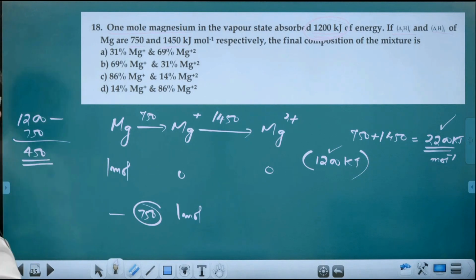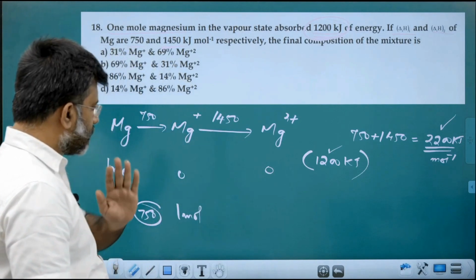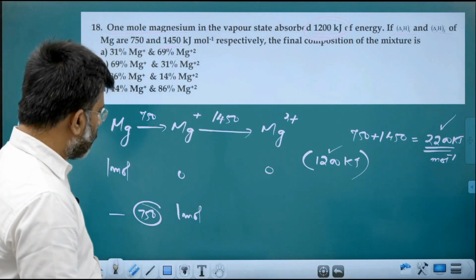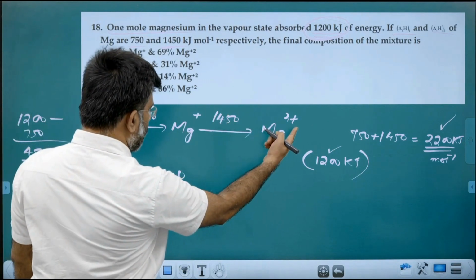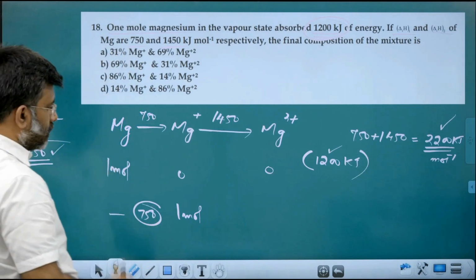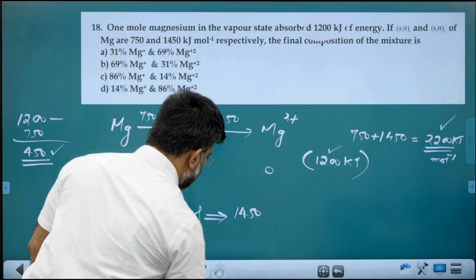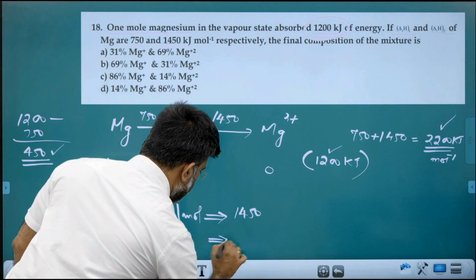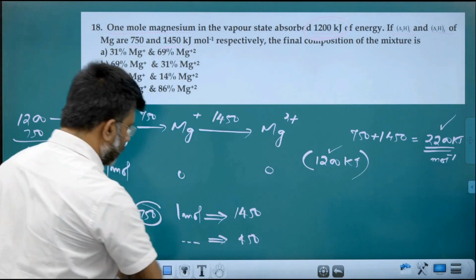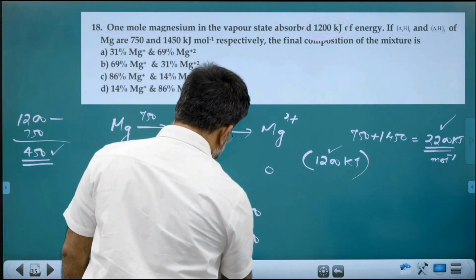450 remains. Now using 450, can this entire conversion take place? No. Because for the entire conversion of this you need 1450. For 1 mole to be converted you need 1450, and we have only 450 remaining. So how much conversion will take place? Very simple.